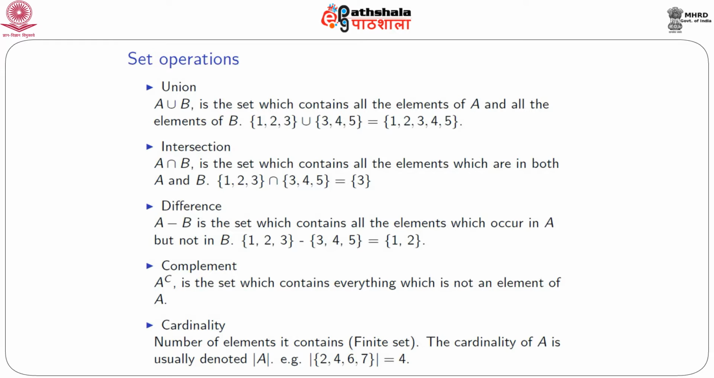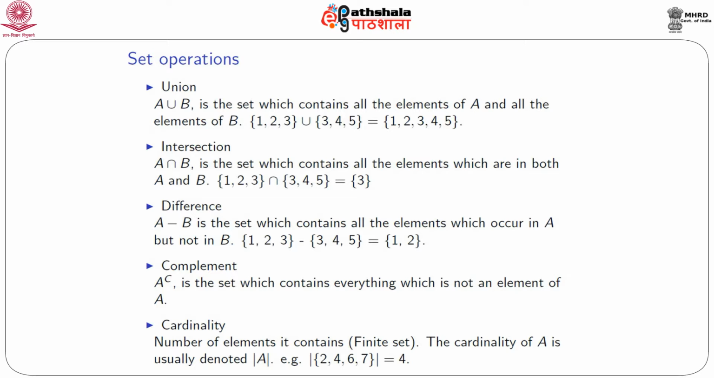Similarly, we can define intersection. A intersection B is the set which contains all the elements which are in both A and B. For example, if the sets we have are {1, 2, 3} and {3, 4, 5}, just like the previous one, and I take the intersection, the element which is common to both A and B is 3. So, we will have a singleton set with element 3. So, this is the intersection of A and B.